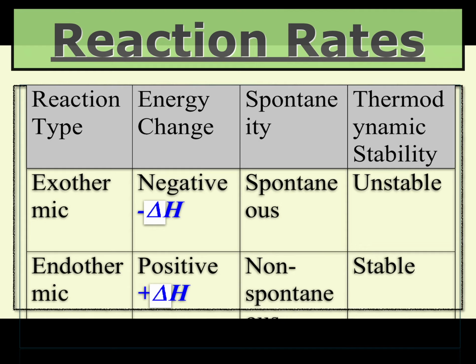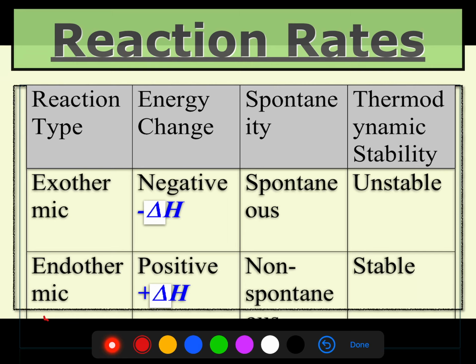So, again, summarizing, exothermic reactions tend to have a negative delta H. They tend to be spontaneous, so be careful with this. In fact, I'm going to put a little star next to it. Tend to be spontaneous. Endothermic tends to be non-spontaneous. So I'm going to put usually. Not always.